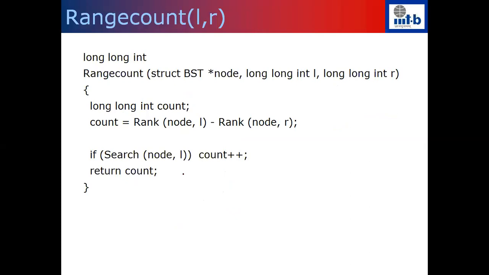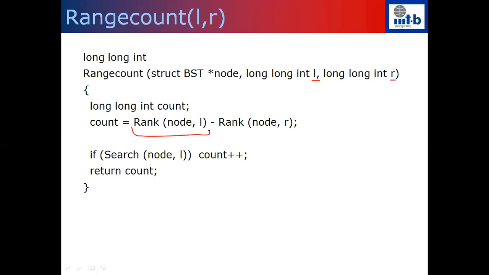So now once you know how to find the rank, the range count is easy to answer. So what is the range count? I give you two values, L and R. I want to know how many nodes are there in this binary search tree whose values are between L and R. This is easy to compute because I know how to find the rank. So I find the rank of L, right?